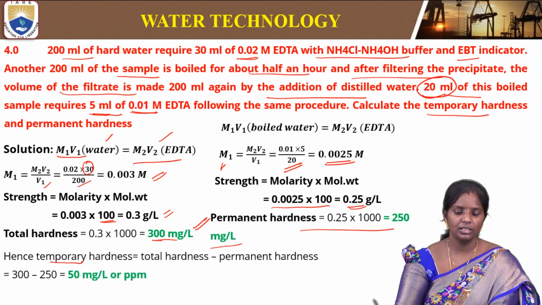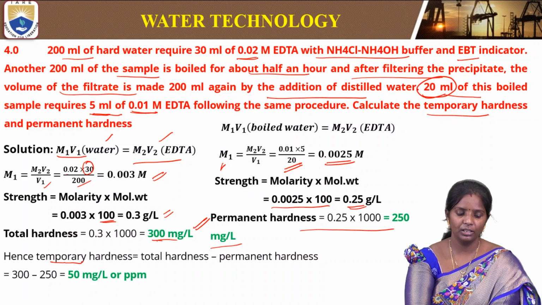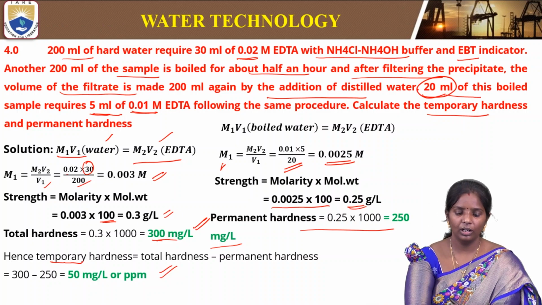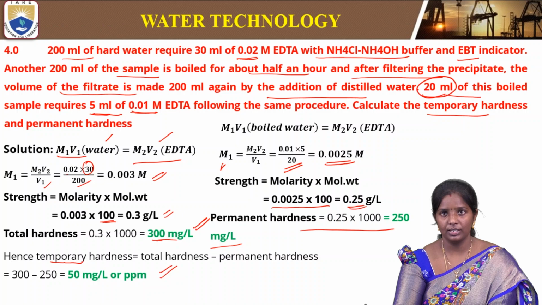The temporary hardness is calculated from total minus permanent, giving 50 milligram per liter or ppm. So this is how we calculate the total, temporary and permanent hardnesses.